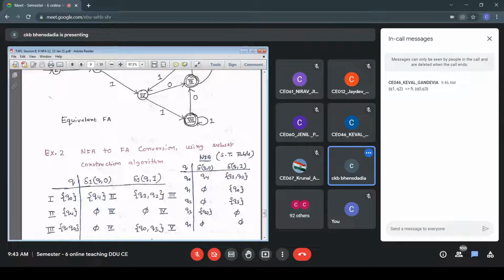Number 3, Q1, Q2. So we have to look into the NFA table, Q1, Q2. Delta Q1, 0, union delta Q2, 0. So that is phi, union phi. Answer is phi. And delta Q1, 1, union delta Q2, 1. So that is Q0, union Q3. That is Q0, Q3. Again, Q0, Q3 is a new subset.